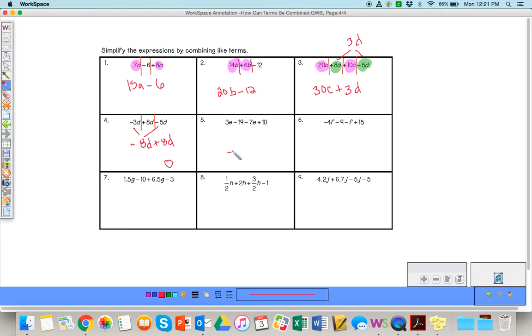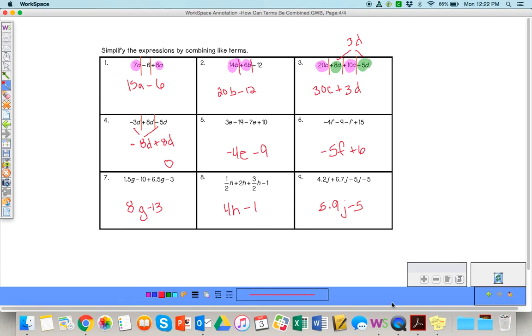This combines to make -4e minus 9, -5f plus 6, 8g minus 13, 4h minus 1, and 5.9j minus 5.